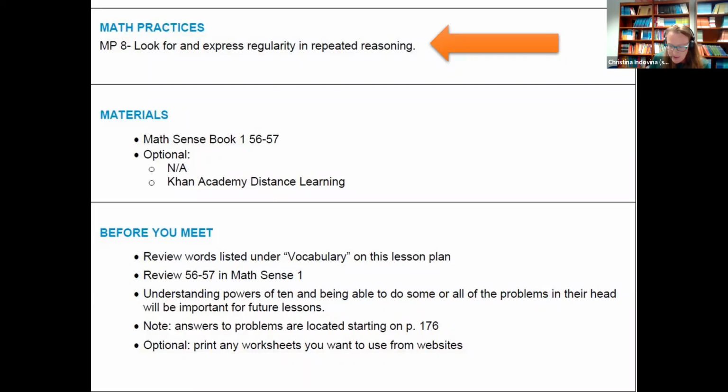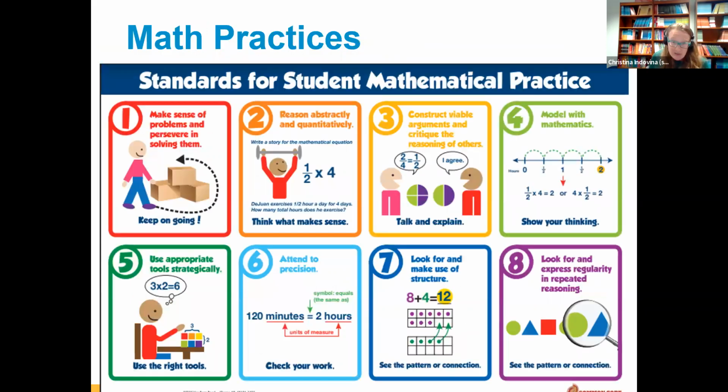Math practices are a national concept. If you Google math practices, you will find a lot of websites and explanations of what these are. There are 8 of them. These are used to train students to think like a mathematician, to think about these things while they're learning new concepts so that they can build up their confidence to keep going.